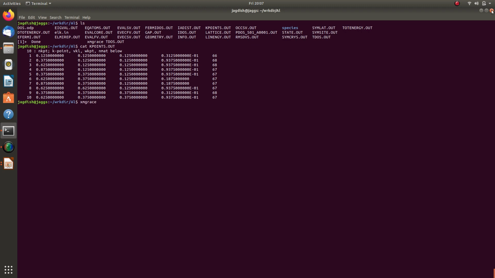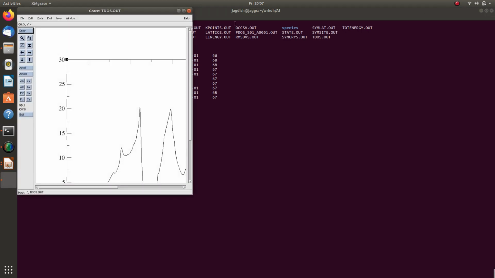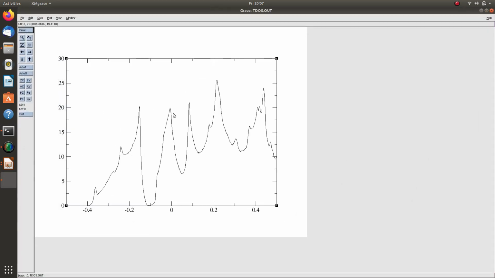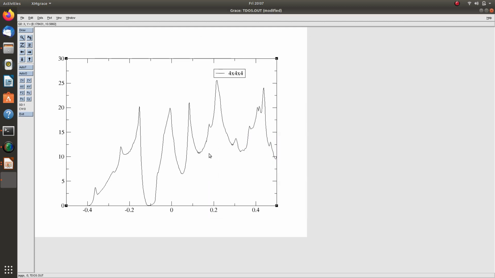For that, let me plot this TDOS, which is for 10 k points, or a mesh of 4 cross 4 cross 4. I'll keep this graph with me, and then we'll put the other values I get for higher numbers of k points into the same graph. So this graph is for 4 cross 4 cross 4, and I have marked it to avoid any confusion.